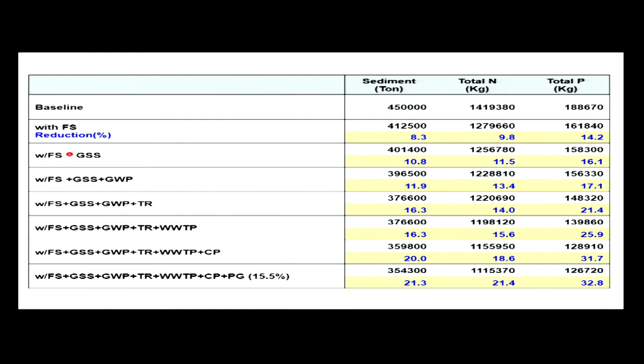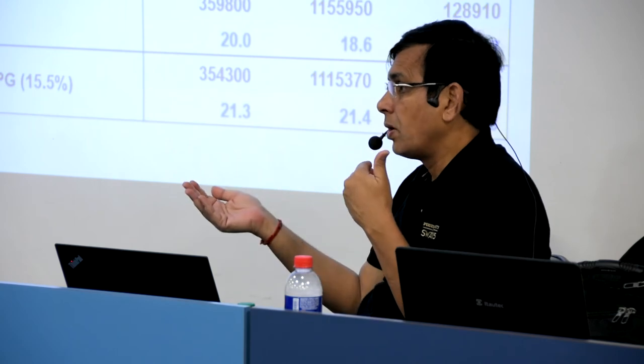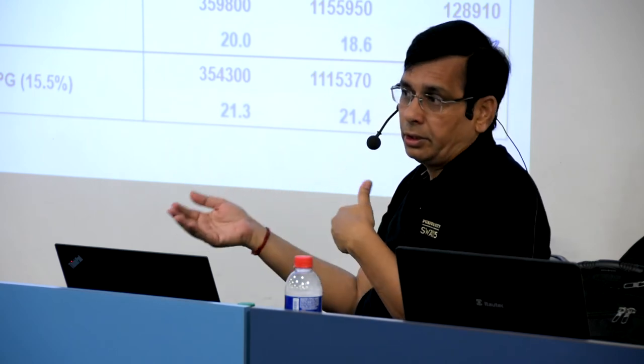Then we did the filter strip with the grass waterway, and that increased to 16%. This is the grass waterway, this is the grade stabilization structure, it's gone up to 17. Then, I forgot what TR is now. So after each BMP, like the wastewater treatment plant, critical planting, prescribed grazing, after adding each BMP, we are able to come closer to about 32.8% or close. And there is also an uncertainty here. This is a long-term mean. In one year, you may have a higher value, in another year, a lower one.